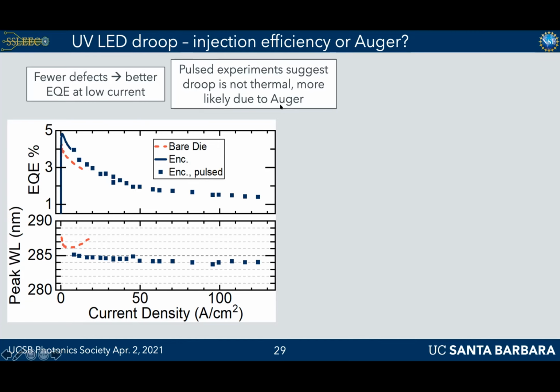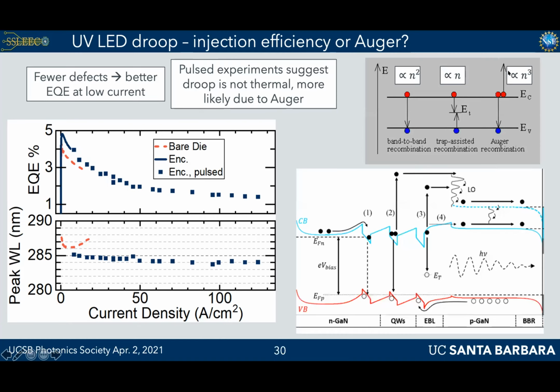So that leads us to Auger, which is a recombination mechanism that dominates at very high carrier densities, as to me, probably the most plausible explanation for this droop, since we've ruled out thermal droop, and I believe we can safely rule out injection droop too. So that's interesting. Got some evidence for Auger, perhaps.